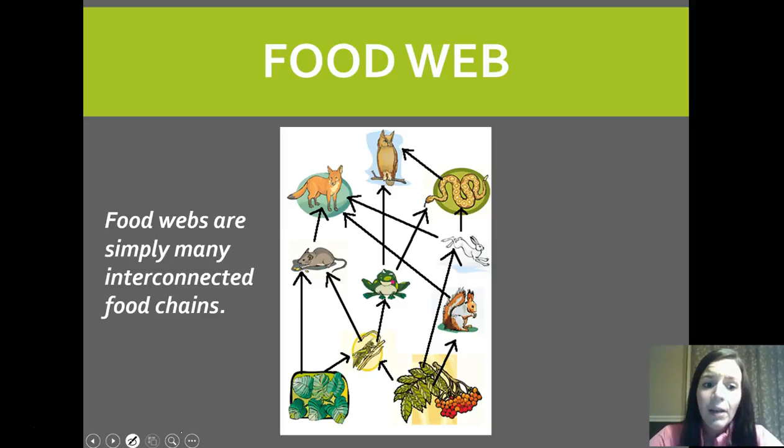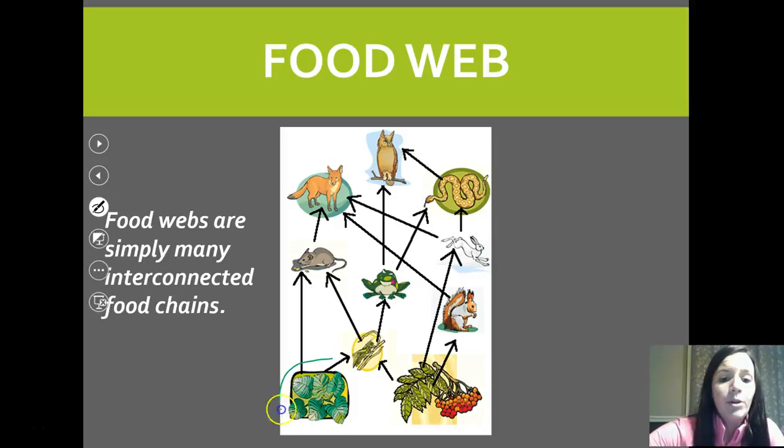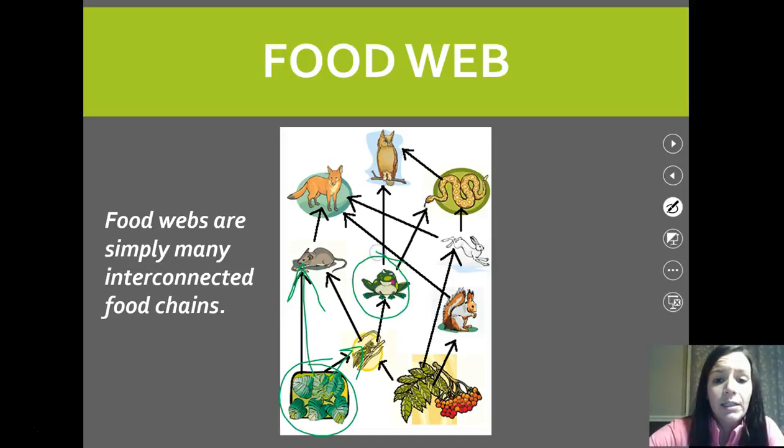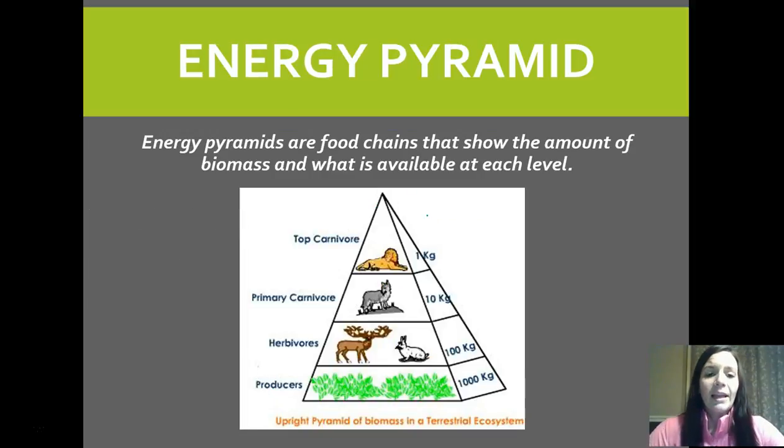Food webs then are interconnected food chains. So if you look here, for example, these leaves are going to two different species, which could result in two different food chains. Same thing, our frog gets eaten by the owl and the snake. An energy pyramid then is, like we talked about, just the food chain, and it shows the amount of biomass and what's available at each level.